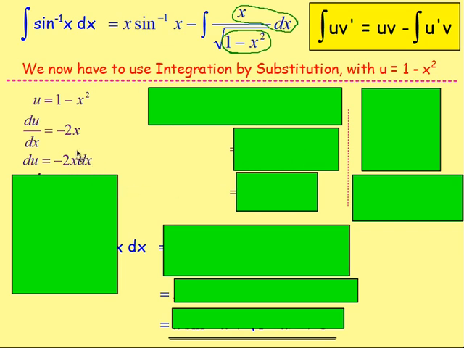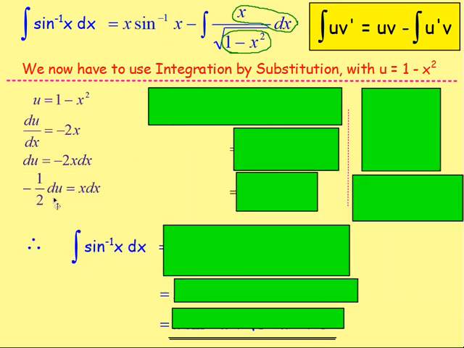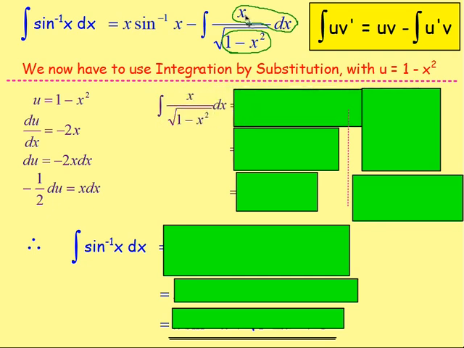And here we've got an x dx, but it's being multiplied by negative 2. So divide both sides by negative 2, and therefore we will have negative 1/2 du equals x dx. Brilliant! So we can now swap that. Therefore, the function that we had, if we take this x to the side, it'll give us 1 over the square root of 1 minus x squared times by the x dx. You may wish to think about it this way around.